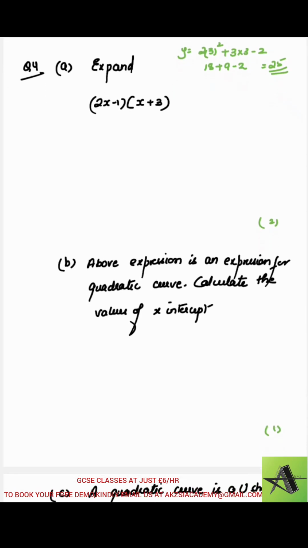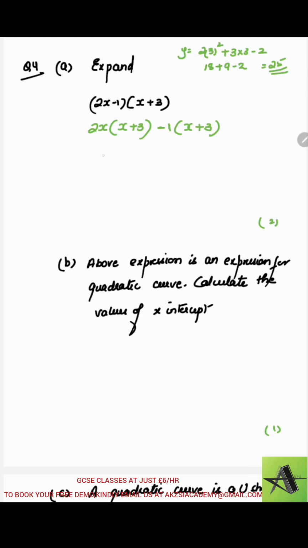So same, if we have the double brackets, we have to multiply the first term of the first bracket with the second bracket and the second term of the first bracket with the second bracket. That means 2x, the first term, with the second bracket, and the second term with the second bracket. Now after simplifying it to the single bracket, let me expand this.